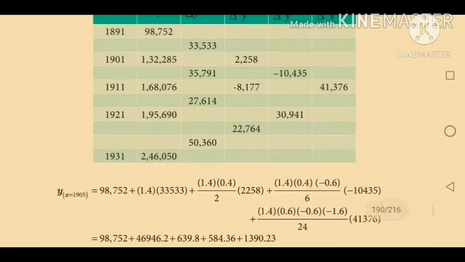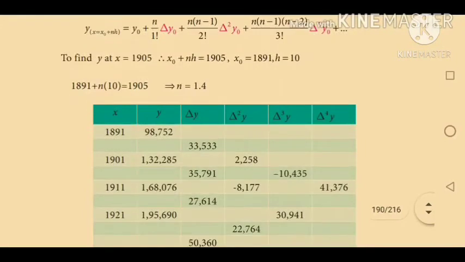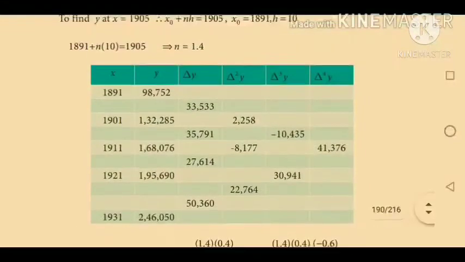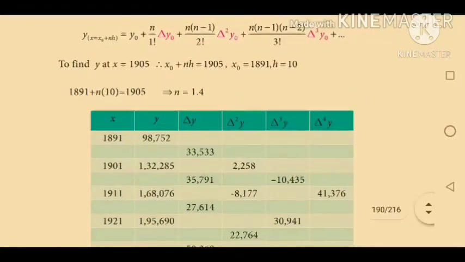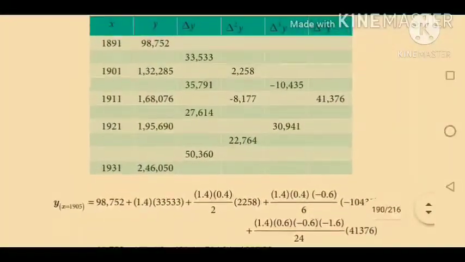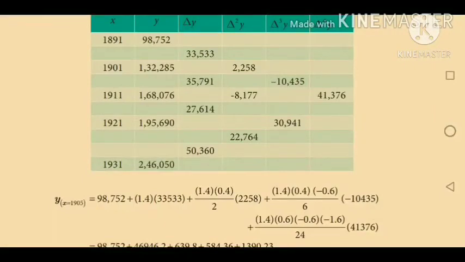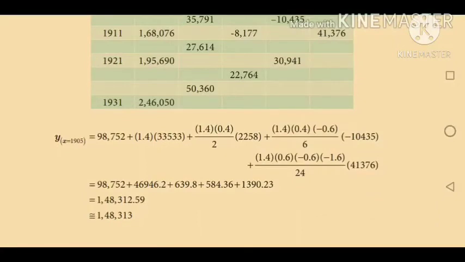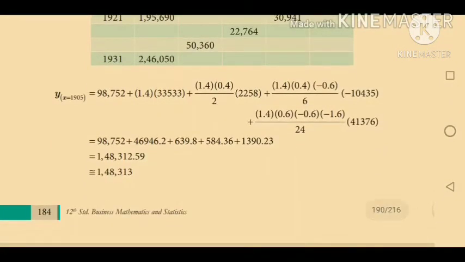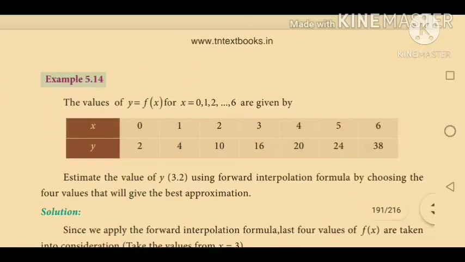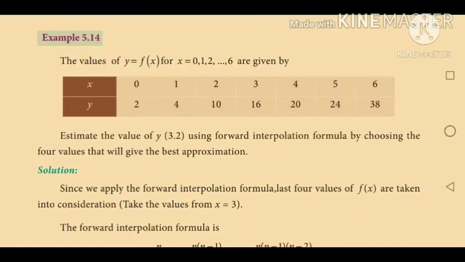Okay, now apply this in the formula, that is y naught plus n... So y naught is 98,751. n already you know, 1.4, divided by 1 factorial into delta y naught. Delta y naught is 33,533. So you apply all those things and substitute all the values. You are getting the value of 1905 equal to 1,48,313. That is, the population is 1,48,313.